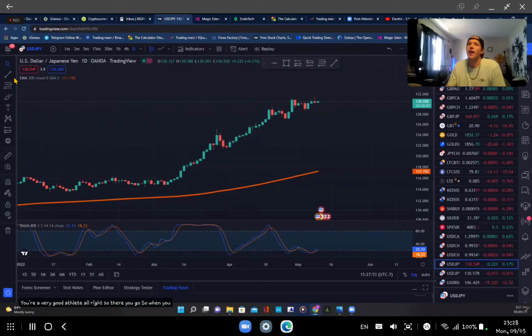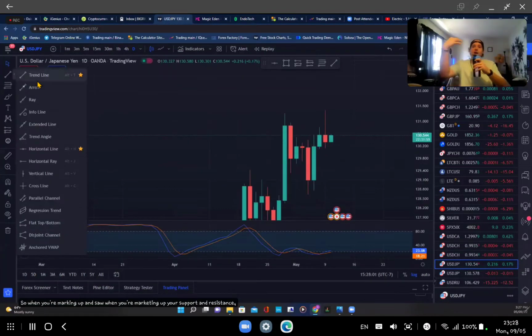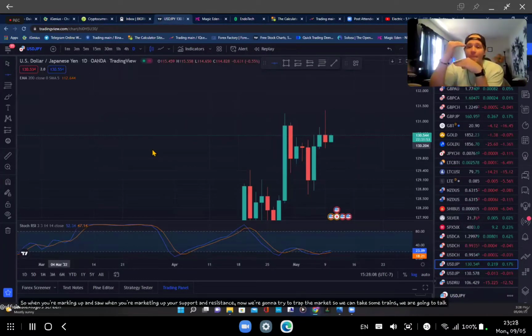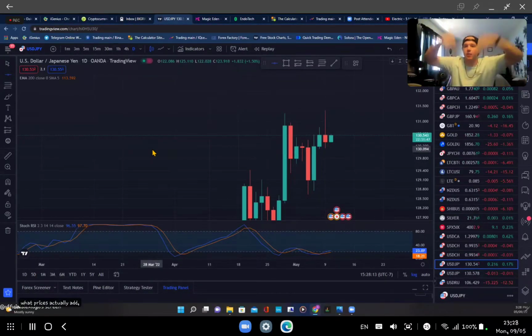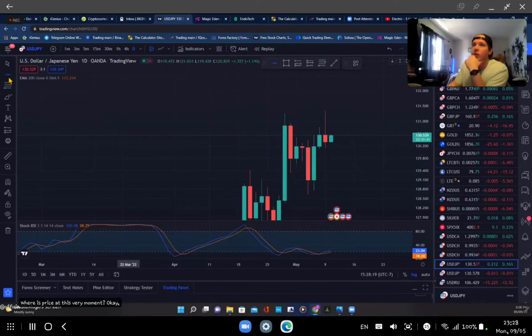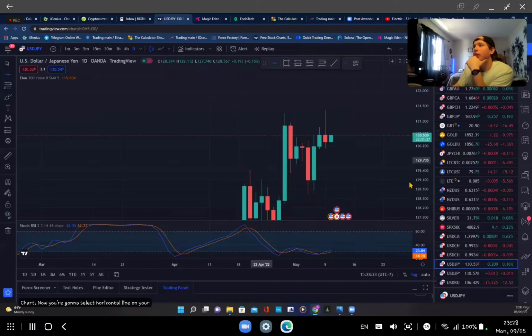All right, so here we go. When you're marking up your support and resistance, now we're going to try to trap the market so we can take some trades. We are going to try and get as close as we can to where price is actually at this very moment. That's our goal here: where is price at this very moment? So we are on the 24-hour chart. Now you're going to select horizontal line on your TradingView and you're going to click it.